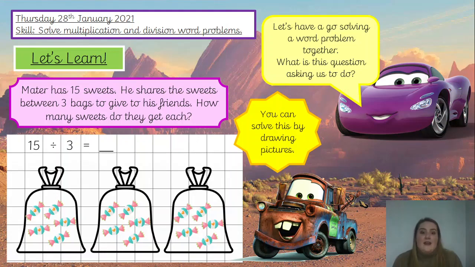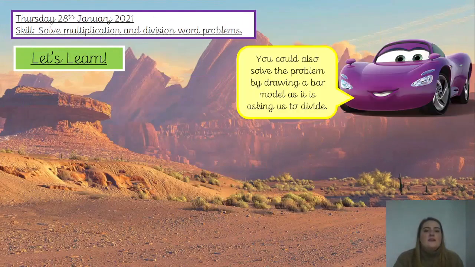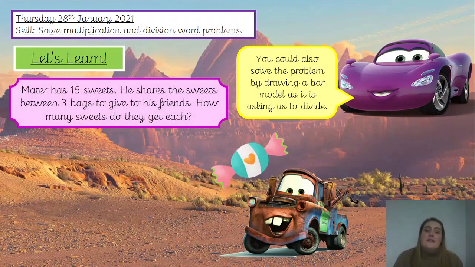So knowing that then, we've got 5 sweets in one of the bags. What would the answer be to 15 divided by 3? What would it be? Well done, it would be 5. Now we could have the same question, but this time we will draw a bar model to solve it. So you could either draw a picture or a bar model. So let's have a look how we do that then.